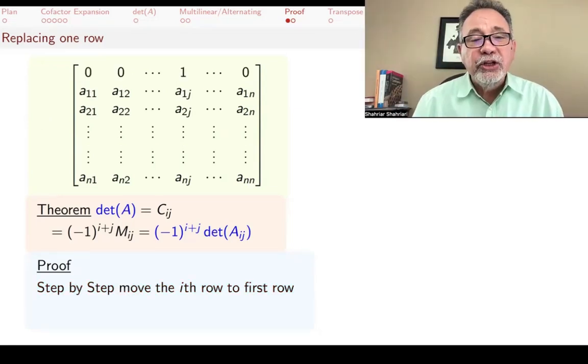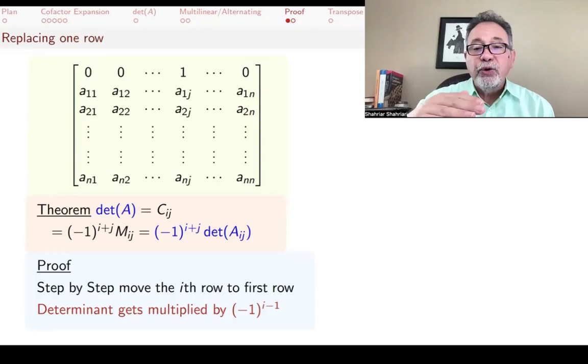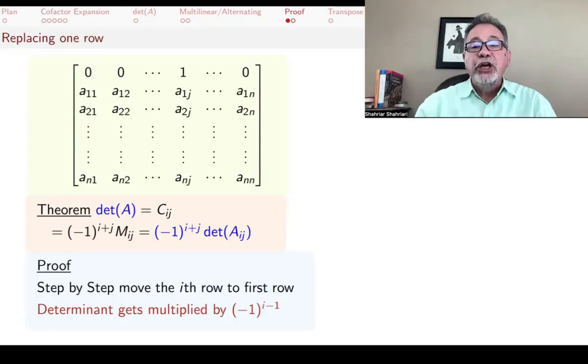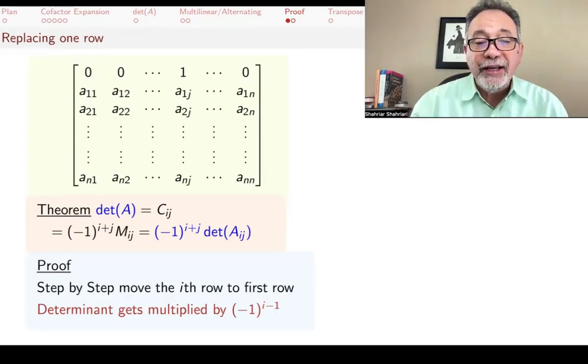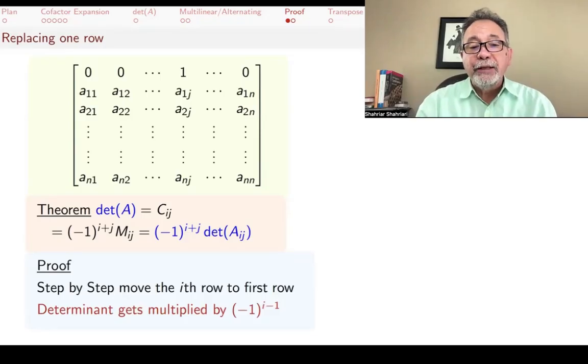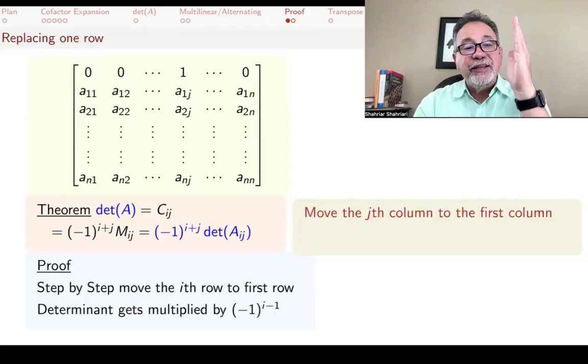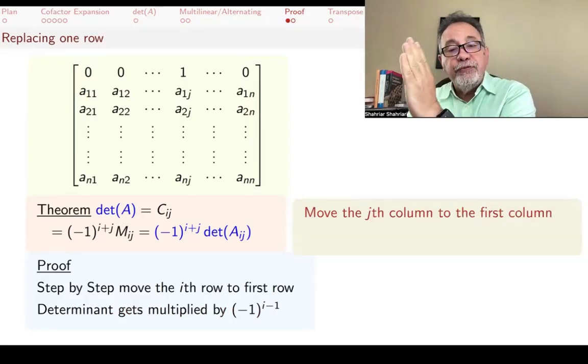But what happens to the determinant? Because determinant is alternating, every time you switch, determinant gets multiplied by -1. If that row was the third row, you would first switch it with the second one, then with the first one. You would have done 2 switches. If you're in the fourth row, you would have done 3 switches. If you're in the ith row, you would have done i minus 1 switches. So it gets multiplied by -1 to the i minus 1. Then the next thing you do is you take that jth column and move it to the first column.